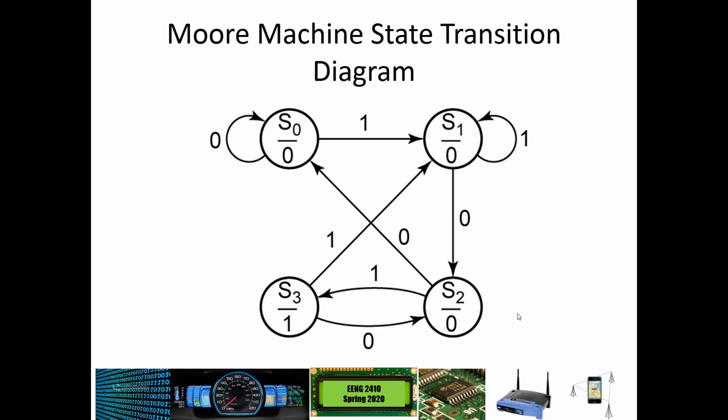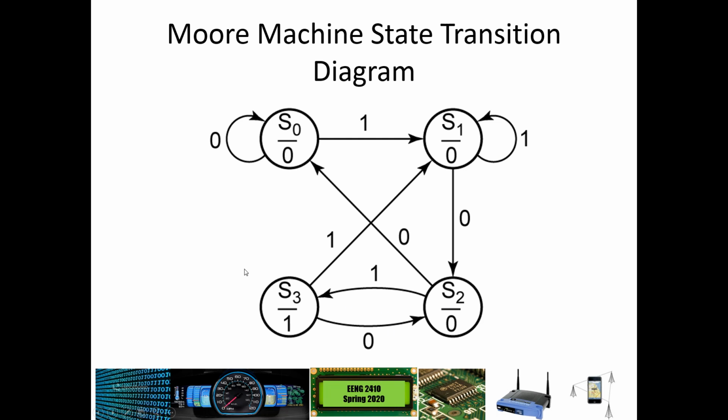So this is our state transition diagram. Let's inspect it and make sure we have all of our states in there with outputs. We have S0, 1, 2, and 3 all have outputs labeled. And let's make sure we have all of our transitions. We have a 0 and a 1 transition for S0. We have a 0 and a 1 transition for S1. We have a 0 and a 1 transition for S2. And we have a 0 and a 1 transition for S3.